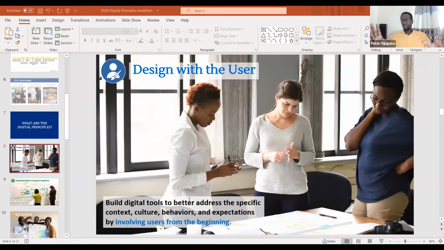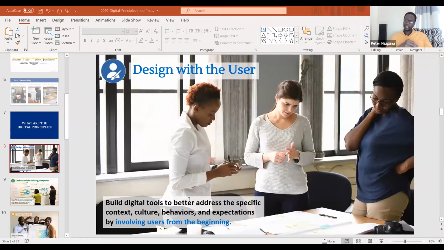So that is all about designing with the user. You can call it many names. You can say making the user participate in the process, but it basically boils down to having everybody on the table from the beginning.